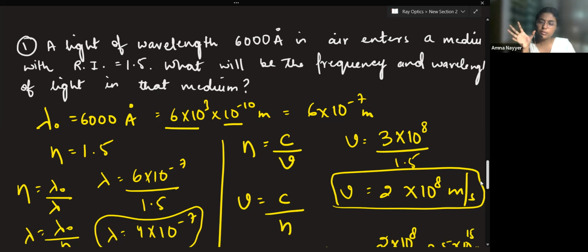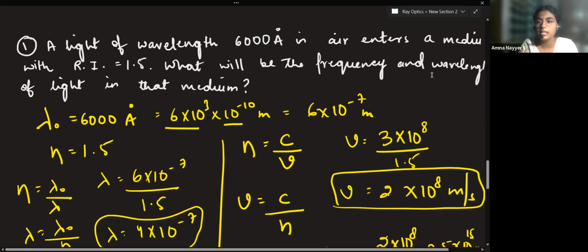When you have the speed of light in that medium and the wavelength of that light in the medium, velocity is the product of wavelength and frequency. Through the last equation you can calculate the frequency. So this is what it is all about refractive index.